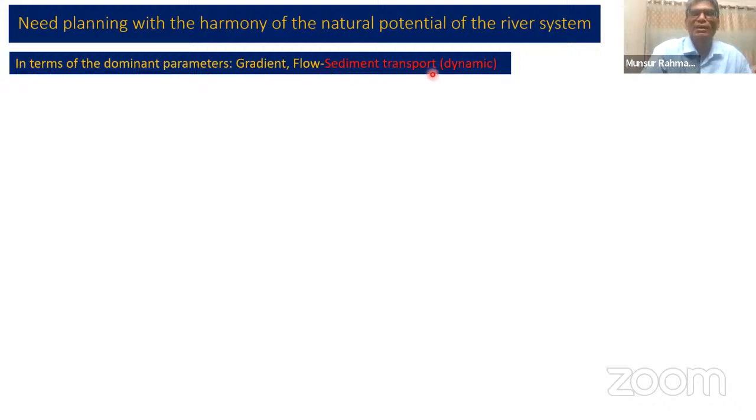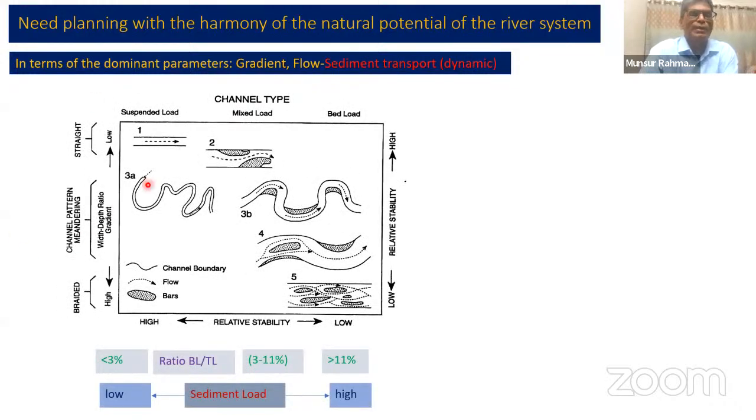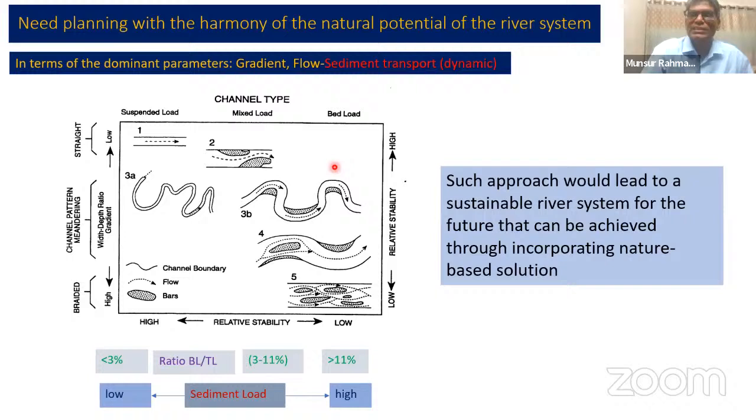And in terms of the dominant parameters so far, we can make a summary: gradient, flow, and sediment transport are important, and sediment transport is dynamic, as we know. So if we would like to make a plan, again I'm showing this diagram, the changing nature of the sediment transport is vital. So for good and sustainable planning for the future management of this kind of system, incorporating nature-based solutions, it is very important to understand the dynamic behavior of the sediment load. So this is the one issue that I wanted to share during my talk.